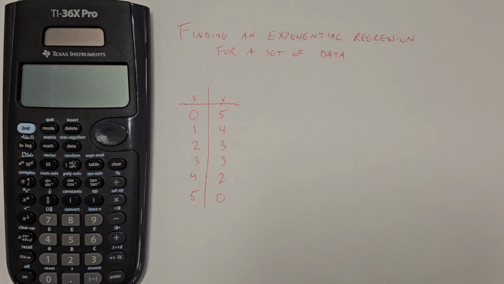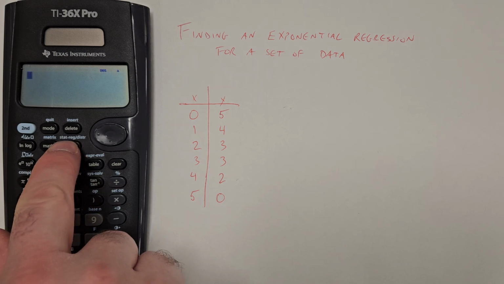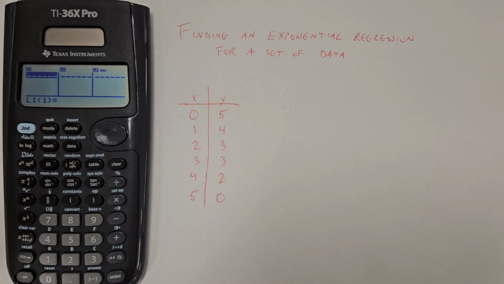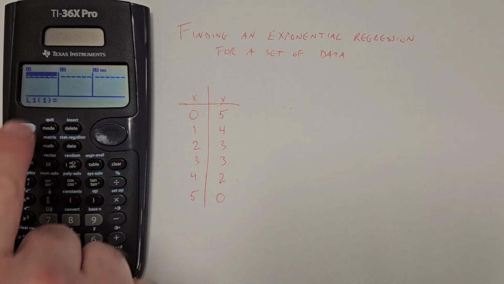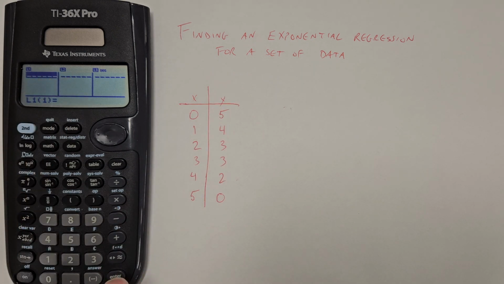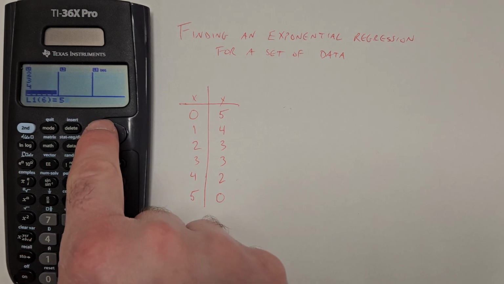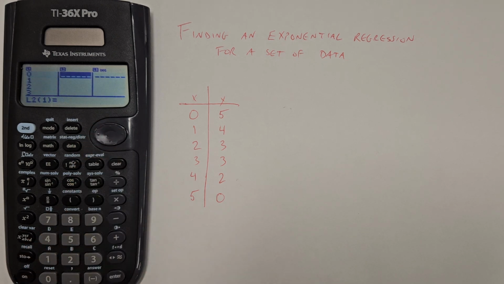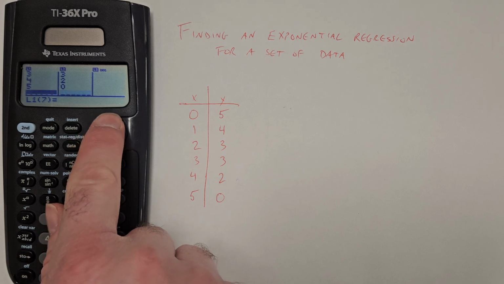5th flip. All right, so we're going to have to go into the calculator's data menu. And this gives you a place where you can enter a table of values just like this. So entering these numbers 0, 1, 2, 3, 4, 5, and then on the second column 5, 4, 3, 3, 2, 0. That is the complete table.